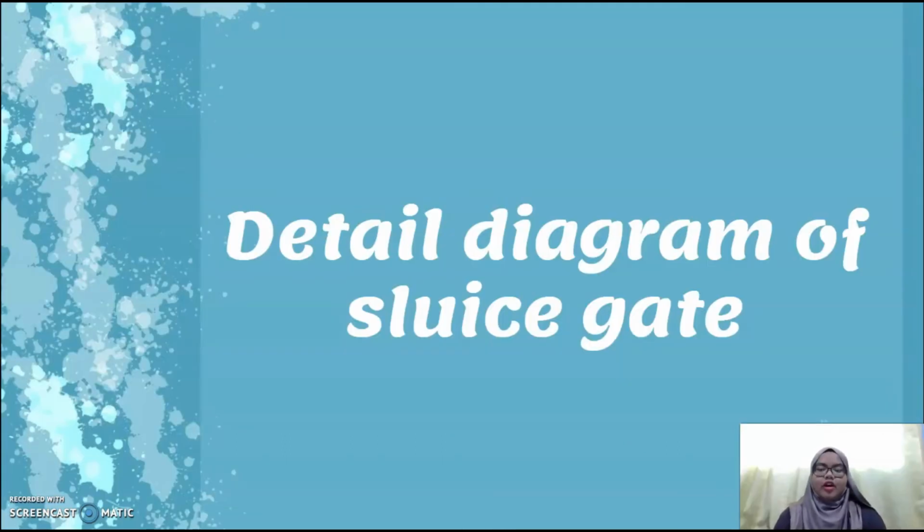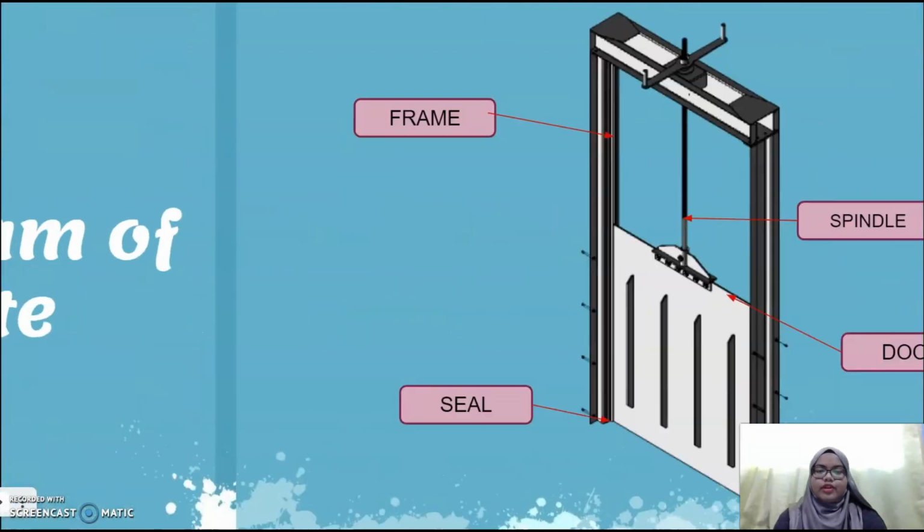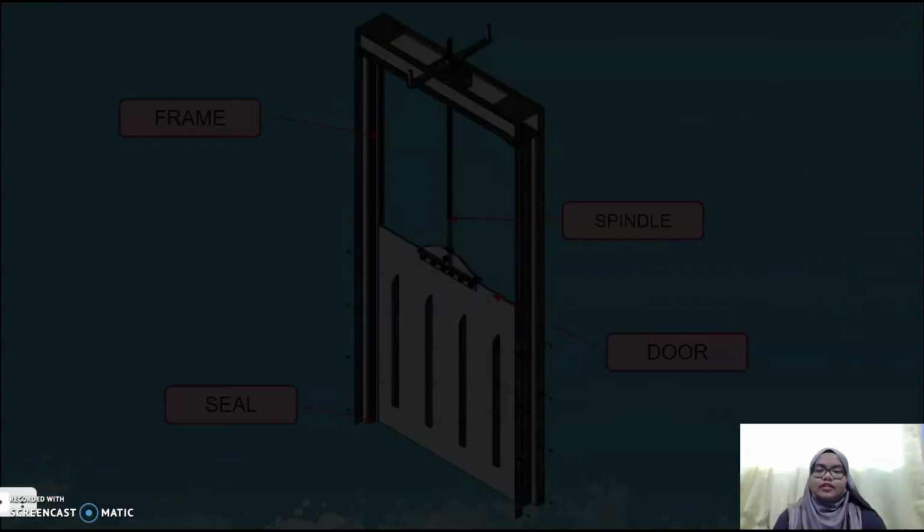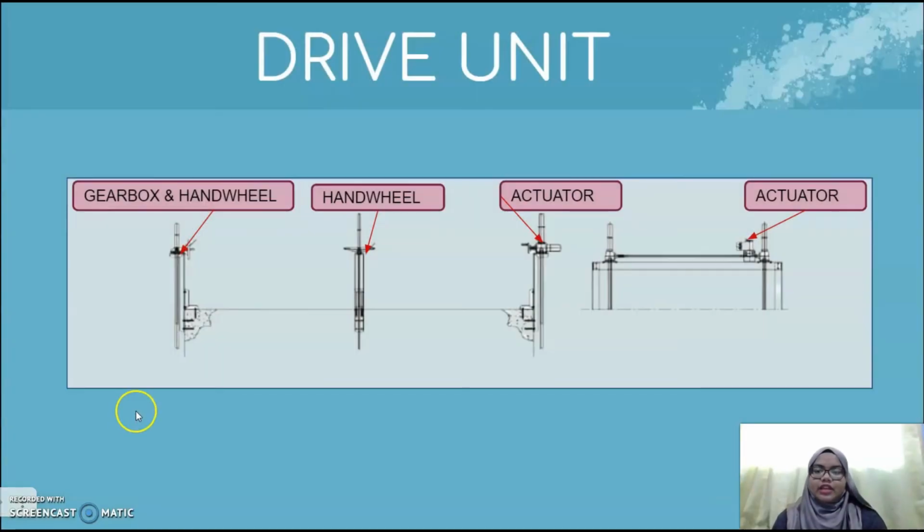The detailed diagram of the sluice gates. The sluice gates are rectangular steel construction gates and widely used as inter-outlets of a basin for flow control. So, this is the main part of the sluice gates, which consists of a frame, spindle, door, seal, and drive unit. The drive unit has a gearbox and hand wheel. So, this is the hand wheel and the actuator.